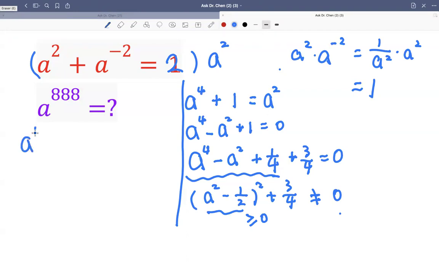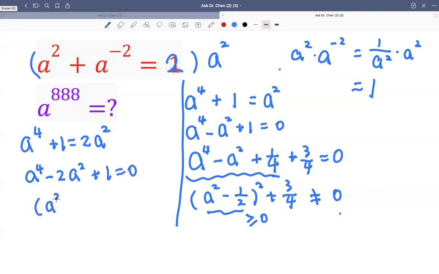We would get a⁴ + 1 = 2a². So move 2a² to the left-hand side. Then we can make a perfect square. So we get (a² - 1)² = 0. If a square equals 0, that means the base has to be 0. That means a² = 1. Take the square root of both sides, a can be plus or minus 1.